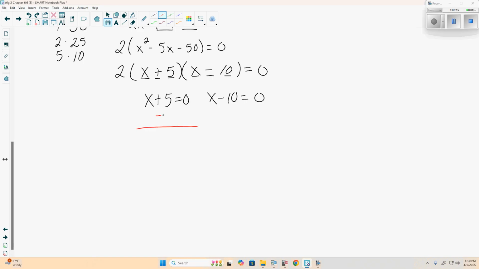With our x plus 5, we can now solve for x. Subtract 5. Telling us x is negative 5. With our x minus 10, we can add 10 to both sides, telling us x is equal to 10.